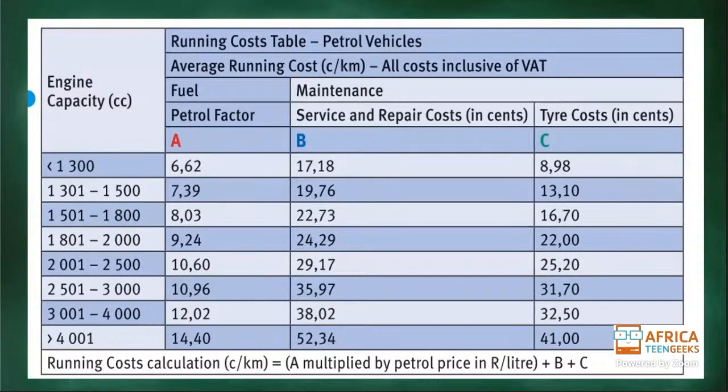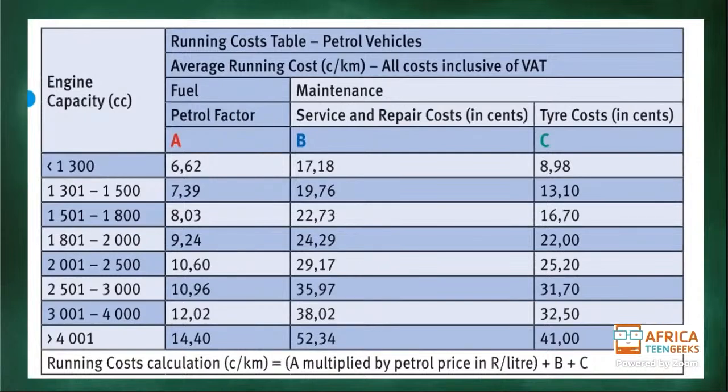So you can see A, that is your petrol factor. So you're going to use the petrol factor there, and then you multiply your petrol factor by the rands per liter, meaning how much do you pay per liter of petrol, and then you add the service and repair costs in cents. And of course, you also add the tire costs in cents. So this basically means the amount that you will use for your running costs. That is how you calculate your running costs, which we have just spoken about in the previous slide.